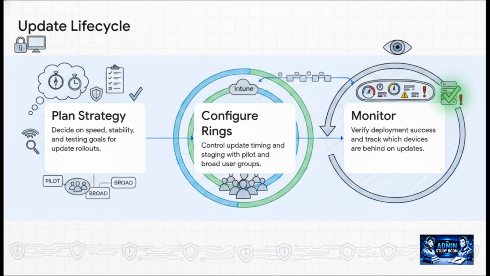And you can't just blast out updates to everyone at once and hope for the best. That's a recipe for disaster. You need a strategy, a life cycle. In Intune, we do this with what are called update rings. It's a phased rollout. You give the update to a small, brave group first. That's your pilot ring. You watch, you wait, you see if anything breaks. If it's all good, then you can confidently roll it out to the broad ring, which is everybody else. Then, of course, you monitor the whole thing.